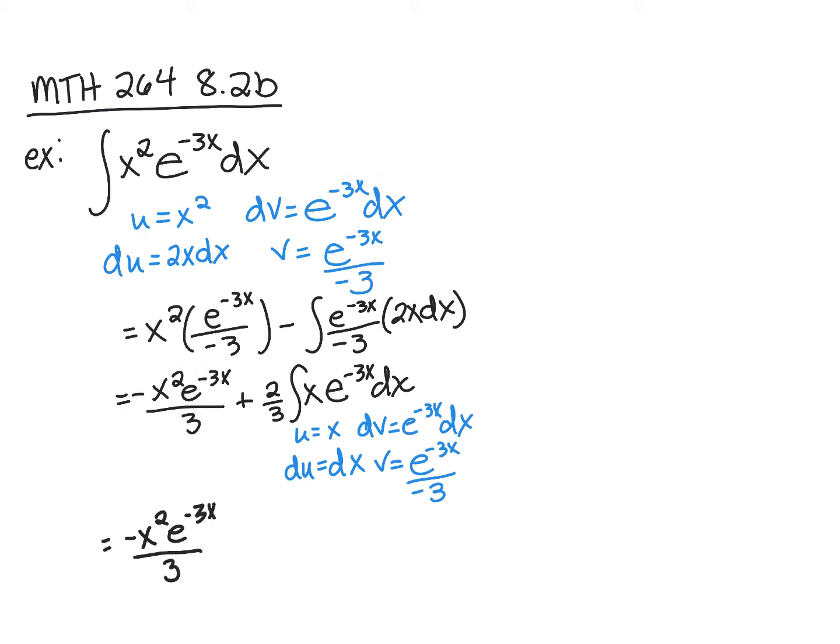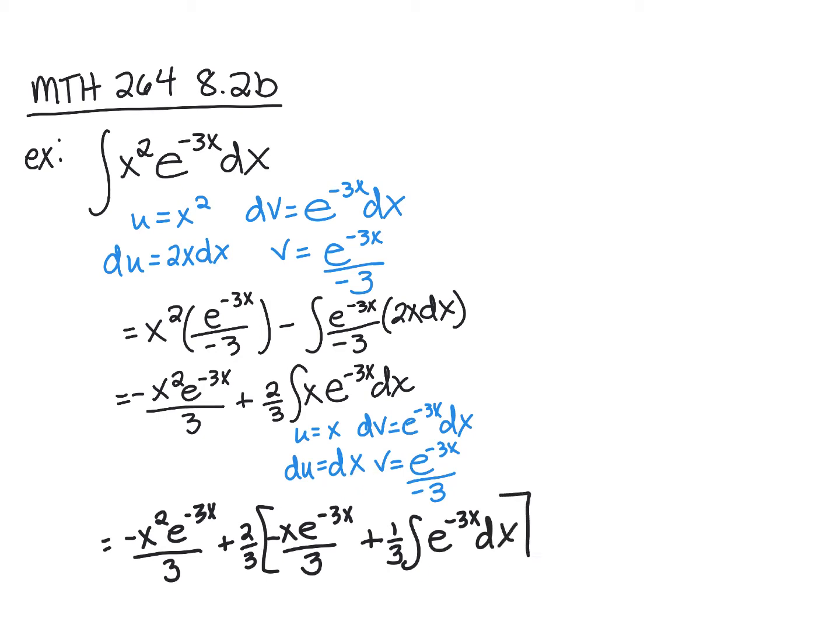This stuff gets copied. The 2/3 is multiplying everything that comes after, so you need a bracket. So you copy the u times v minus the integral of v, which has a negative, which makes this a plus, pulling out the 3 in the denominator, and v du is dx. Now this, finally, I can do. We did it here, we did it here. This will be the last time that we have to do that particular integral.